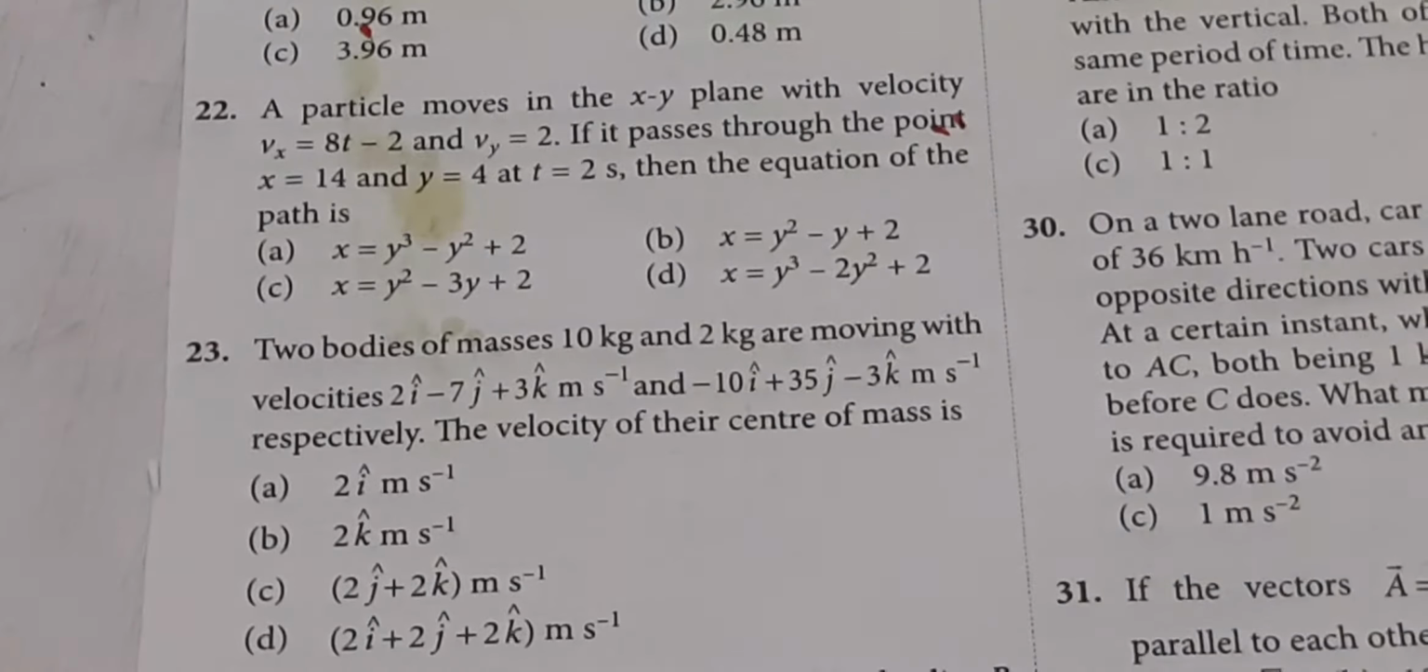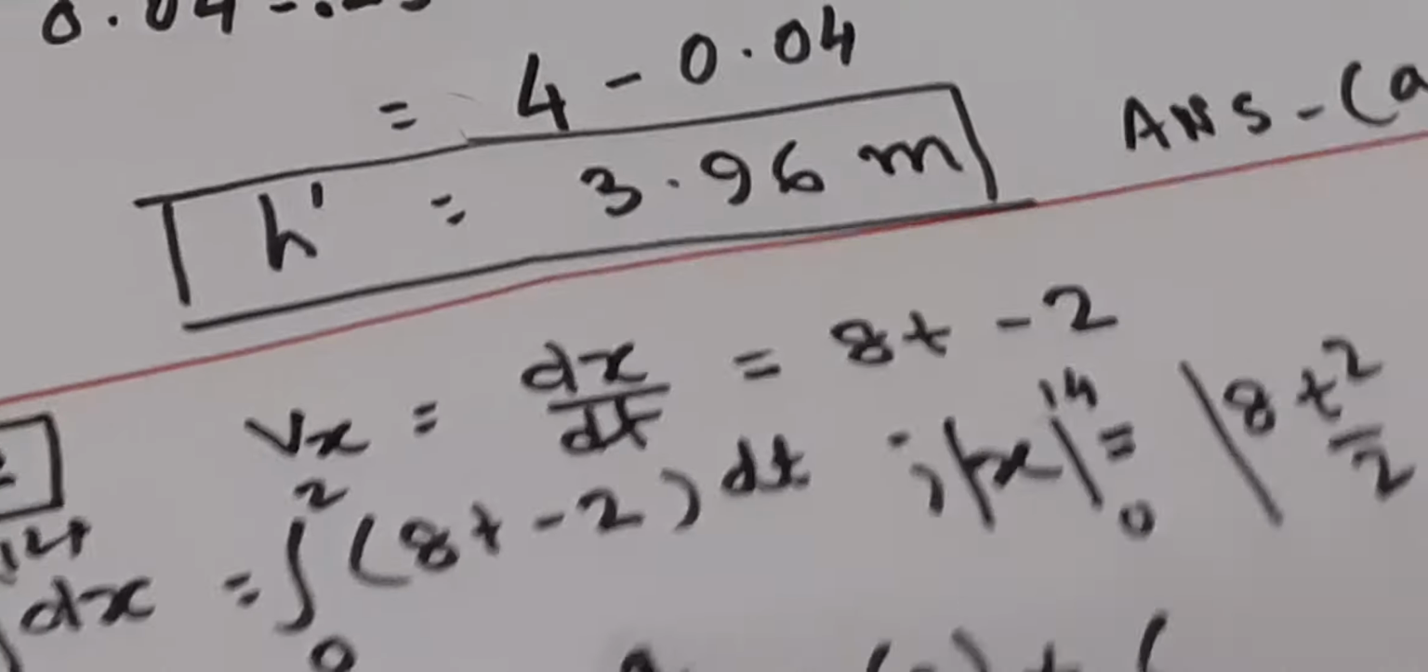Now come to the next question. A particle moves in the xy plane with velocity vx equal to 8t minus 2 and vy equal to 2. If it passes through the point x equal to 14 and y equal to 4 at time t equal to 2 seconds, then the equation of the path has to be in terms of x and y. Four choices are given. Let us see how we can do this.